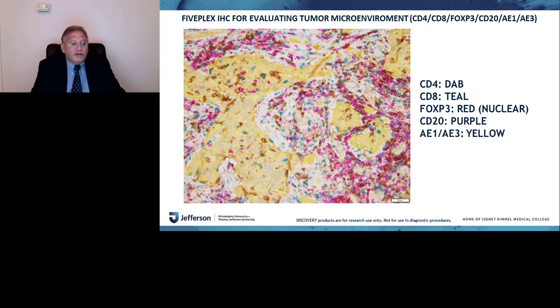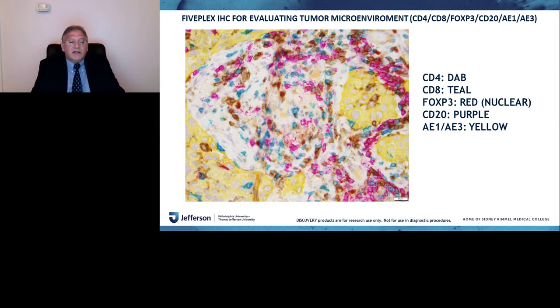CD4s can be positive with FOXP3, but again, here we take advantage of the staining at different compartments of the cell. FOXP3 is a nuclear stain, CD4 is a cytoplasmic stain. So you can actually teach your algorithm exactly what you want to analyze and what you want to measure. The yellow color used for A1A3 was a requirement from our researchers because many of them were not pathologists, and they wanted to make sure that they see exactly where the tumor is when they do their measurements.